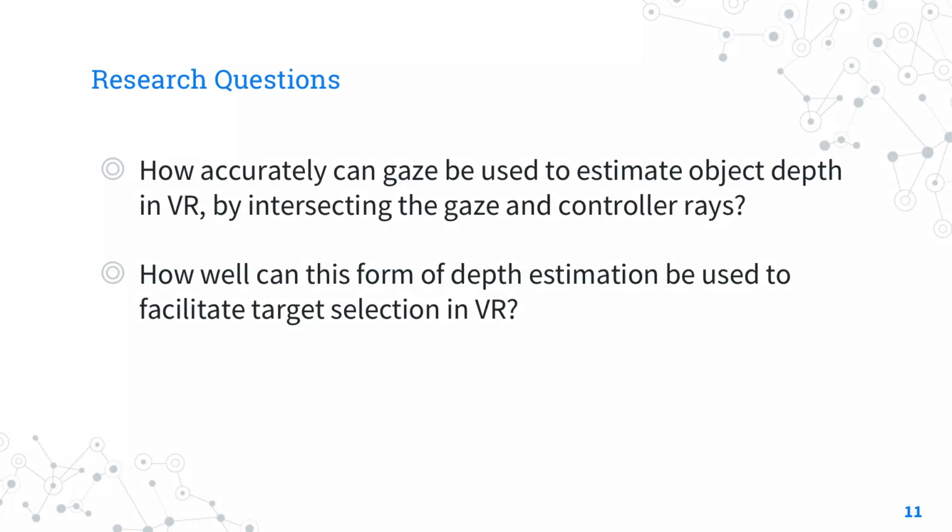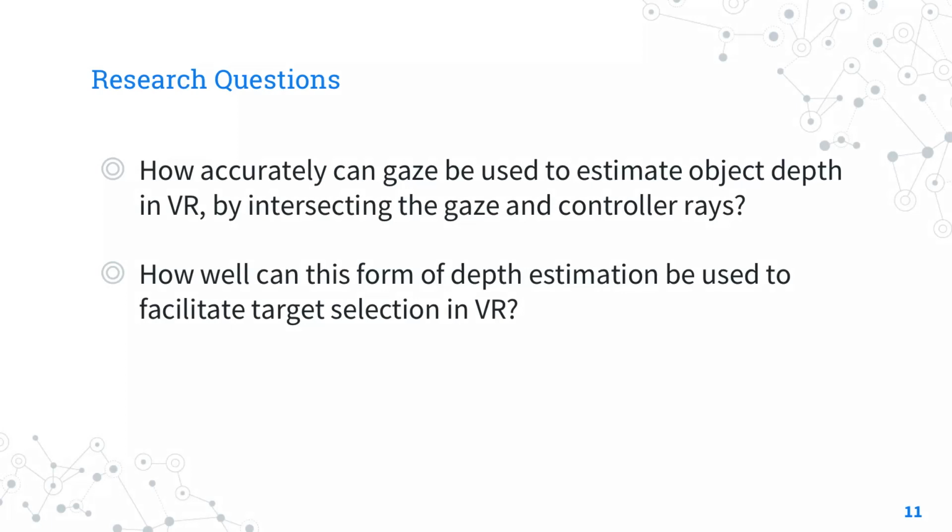So we came up with two research questions that we wanted to answer. First of all, how accurately can gaze be used to estimate object depth in VR by intersecting the gaze and controller rays? And secondly, how well can this form of depth estimation be used to facilitate target selection in VR?